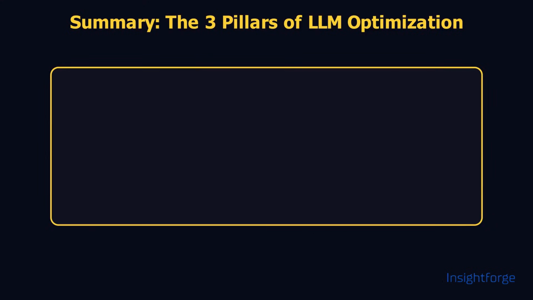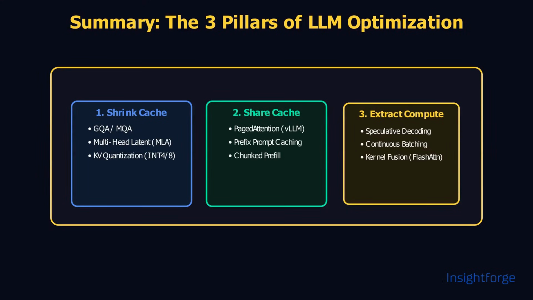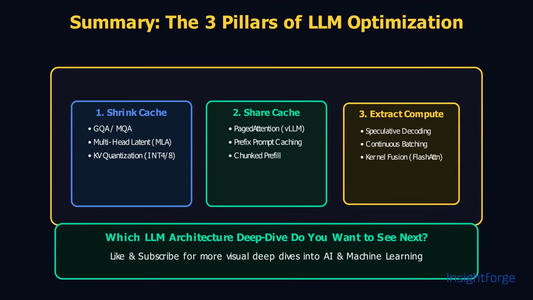Ultimately, the KV cache is not just a clever engineering shortcut, it is the absolute protagonist of LLM inference. In fact, nearly every major modern optimization in AI, from grouped query attention to paged attention, is built to solve this exact bottleneck. They all target one of the 3 pillars of LLM optimization: we must either shrink the cache, share the cache, or extract more compute per cache load. But the KV cache is only half the battle.